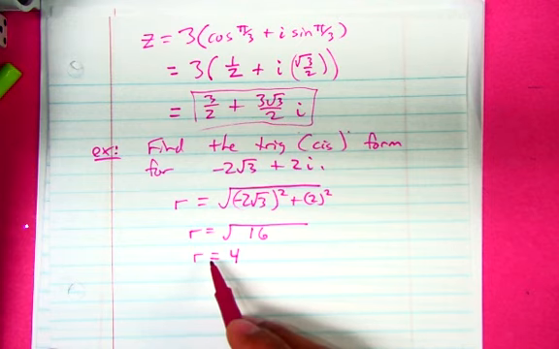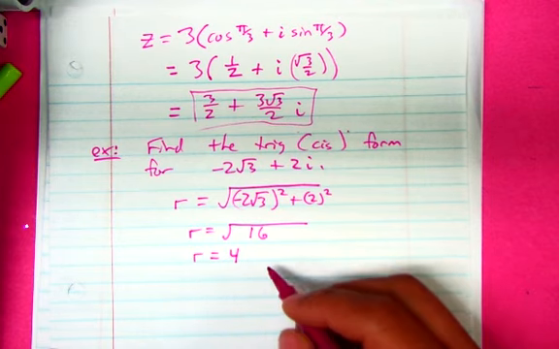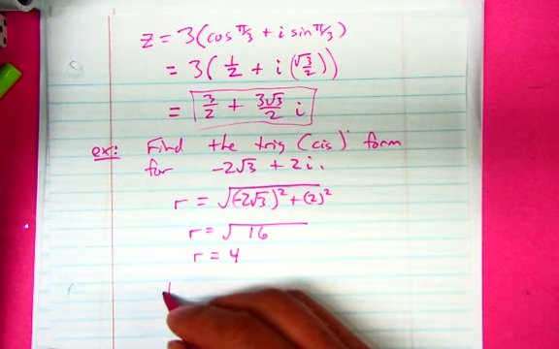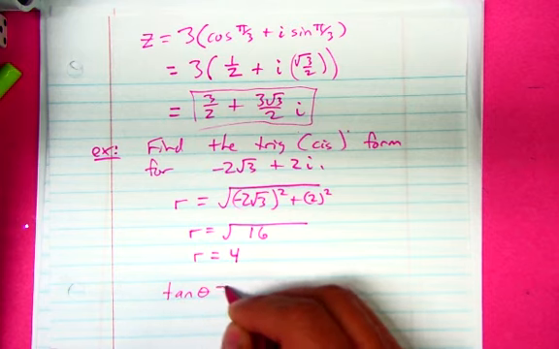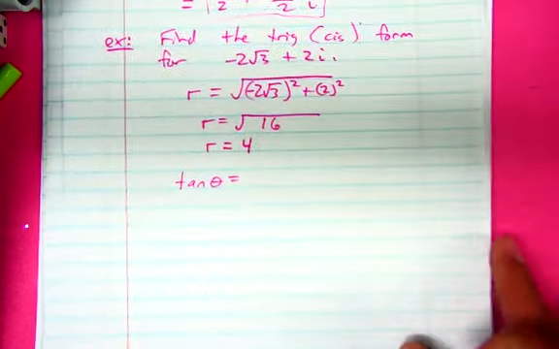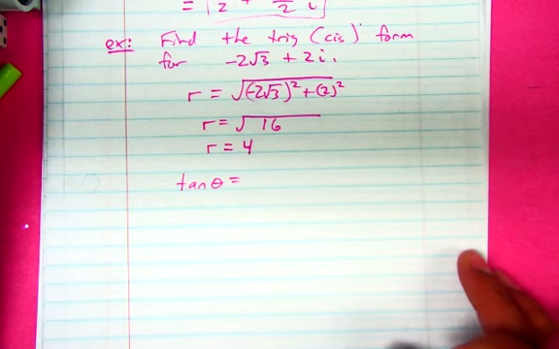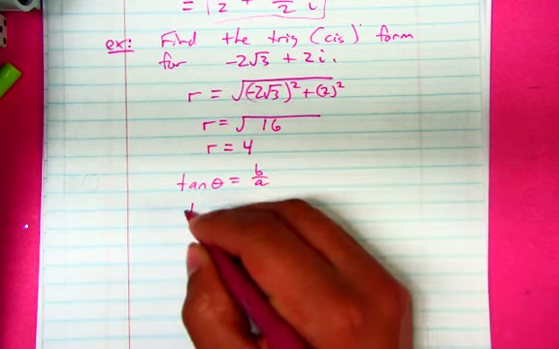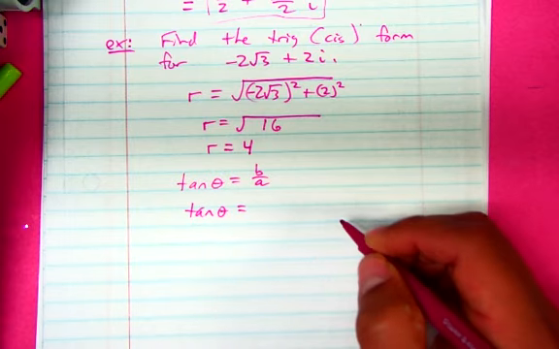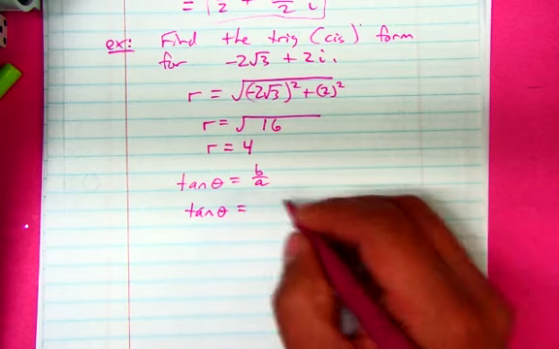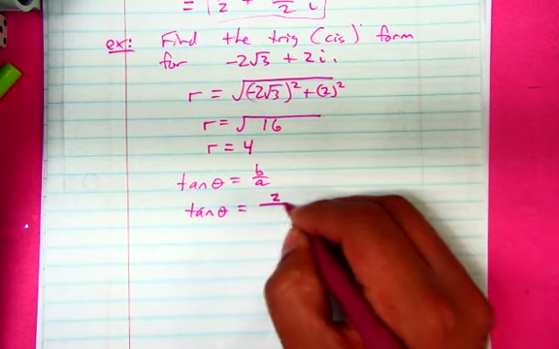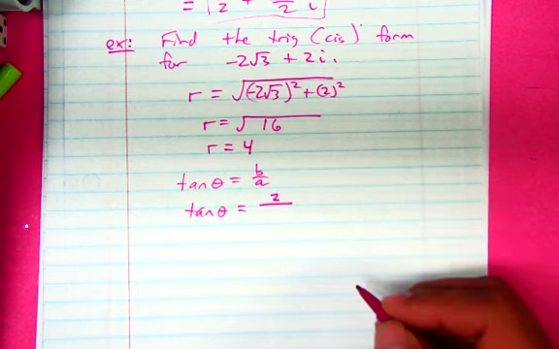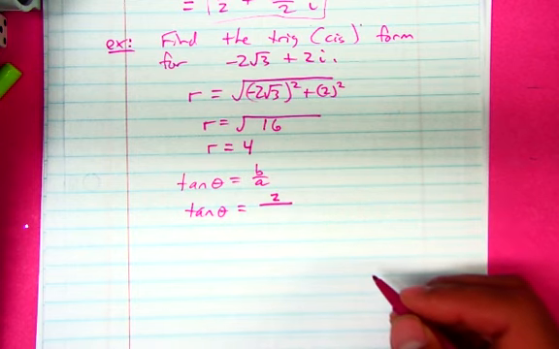We found r. We need to find theta. Easiest way to do that, guys, is to use the equation tangent theta is what? b over a. So let's just plug everything in. Tangent theta, what's b? Just 2. Why are you doing tangent? Because it's the easiest way to do it, but it doesn't matter which one. You could do the cosine one or the sine one.